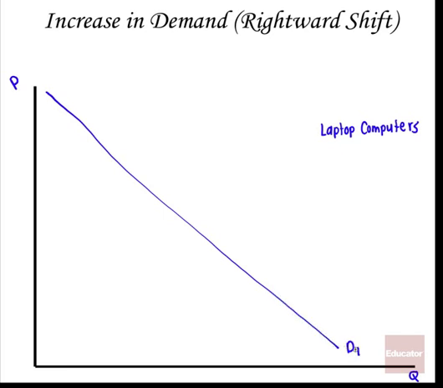And if you want a rightward shift, usually just draw an arrow to the right and label it D2. It's very simple, but make sure you have all the labelings appropriate and you have a rightward shift, or an increase in demand, for any of the 4 reasons in the previous slides.